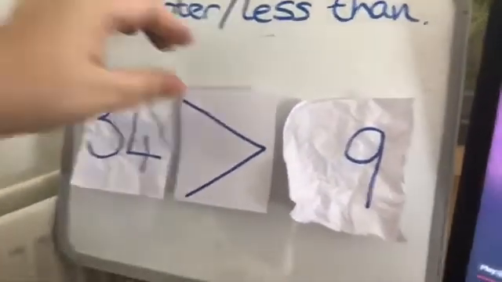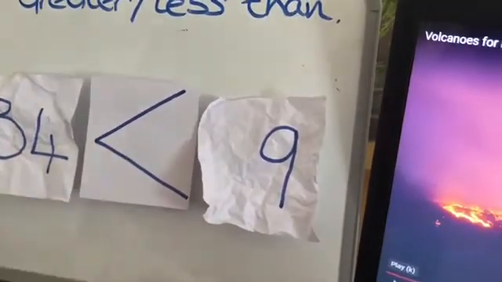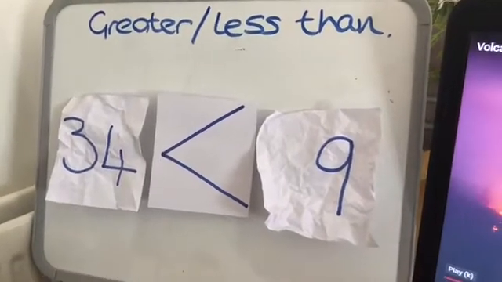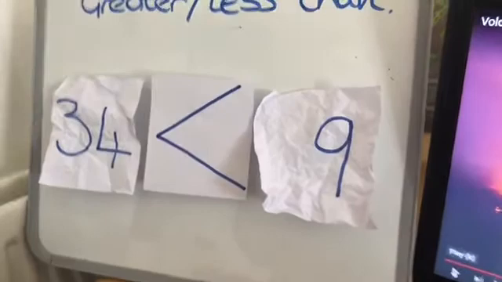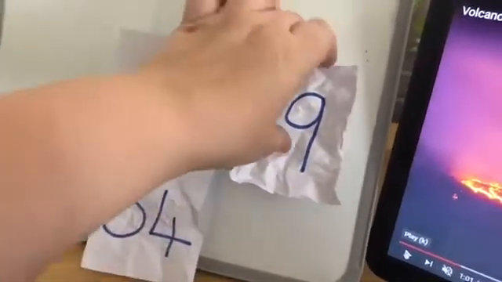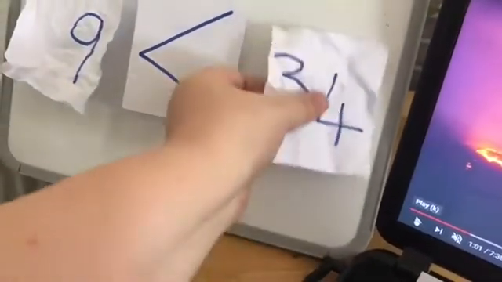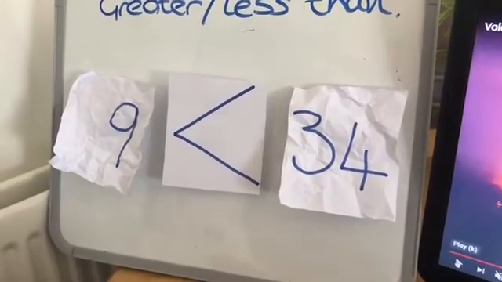But again, if I wanted to switch over my sign, does this read correct? It would read as though 34 is less than 9. That does not read correct, so we would have to switch over the numbers. So thank goodness for magnets, right? So 9 is less than 34.